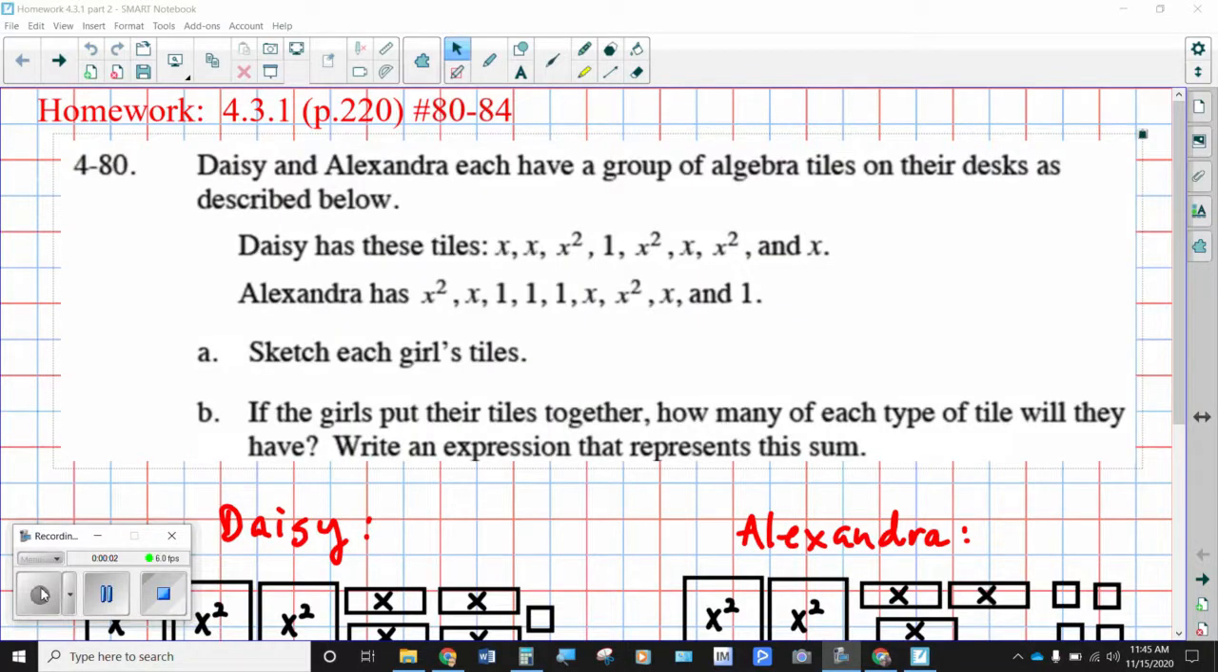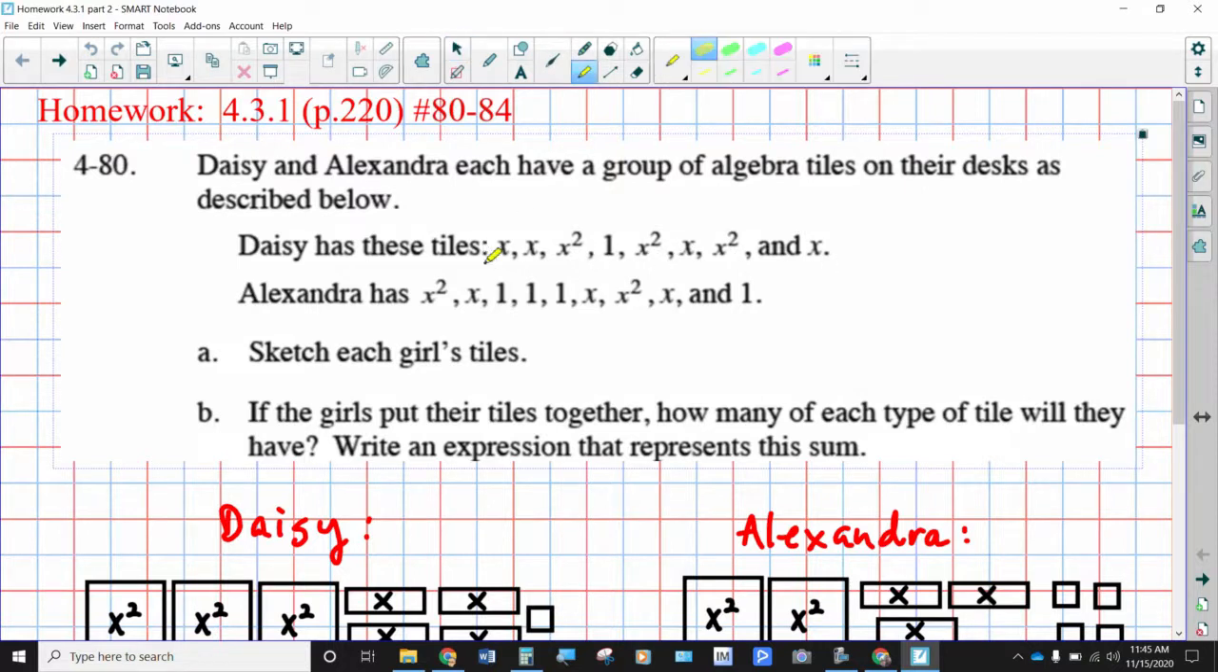All right, let's take a look at our homework for part 2 of lesson 4.3.1. Problem number 80 starts us off with Daisy and Alejandra each have a group of algebra tiles on their desks, as described below. So Daisy, she has an x, an x squared, a 1, another x squared. So they're not in any particular order, right?